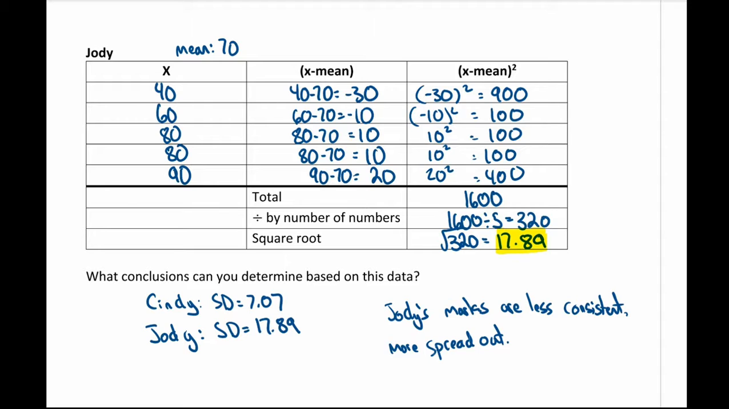And if we go back and look at each individual score, we can see that Jody's marks are more spread out than Cindy's, whereas Cindy's, again, are more consistent, they're close to that average. So it's just a calculation or a measurement or a statistic that you can use to verify or to prove that the data is more or less spread out.